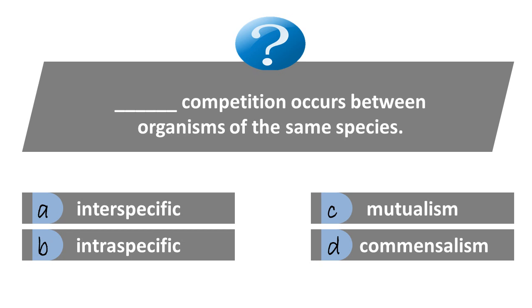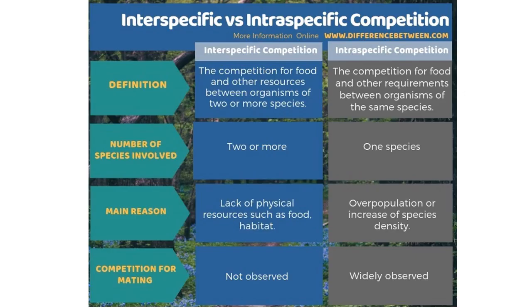The correct answer is letter B, intraspecific. So this is a comparison between interspecific versus intraspecific competition. Interspecific competition is usually competition for food and other resources between organisms of two or more species, while intraspecific competition is for food and other requirements between organisms that belong to the same species.